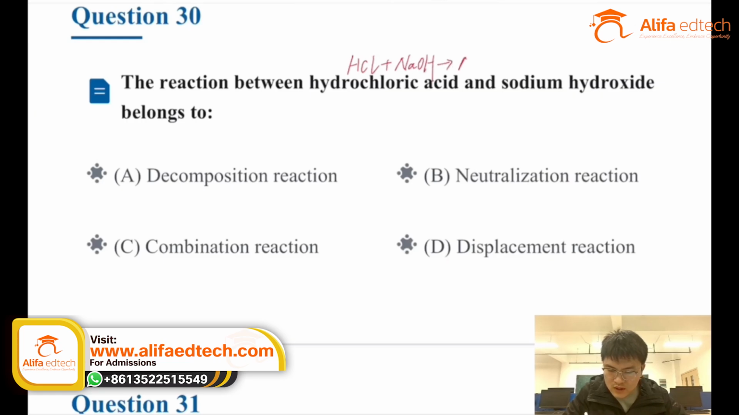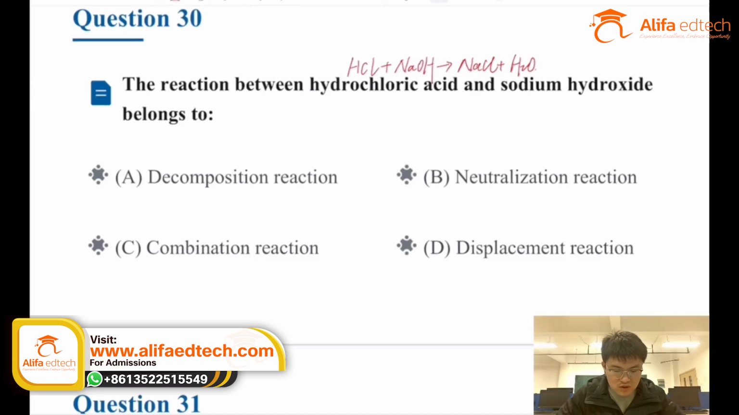Sodium chloride and water are formed. So here are 4 types of reactions. Here we first analyze the names of the 4 reaction types. At the same time, we write some of their characteristic ways.